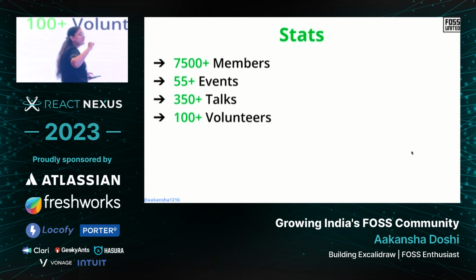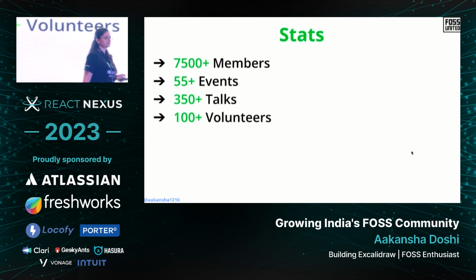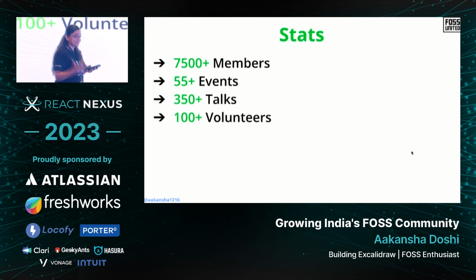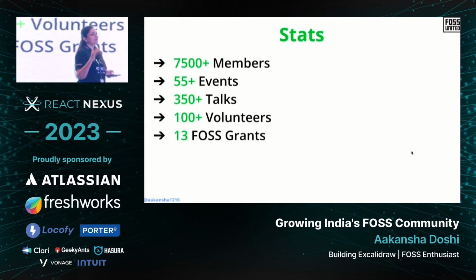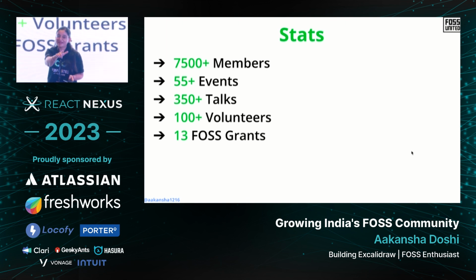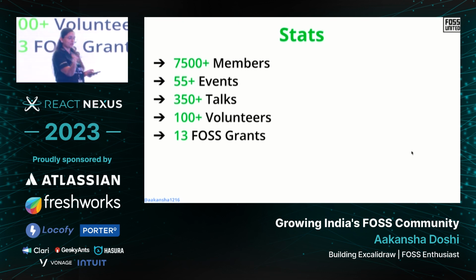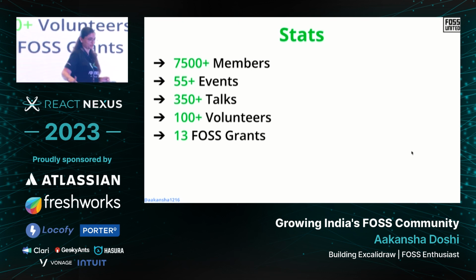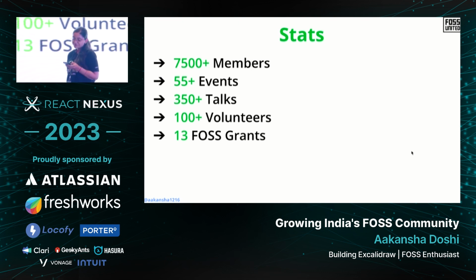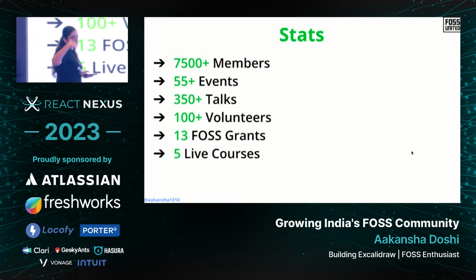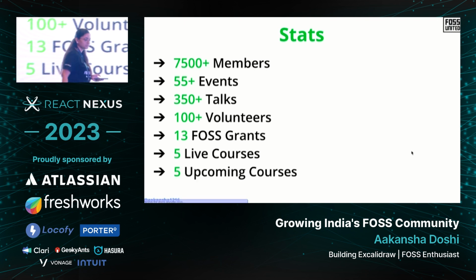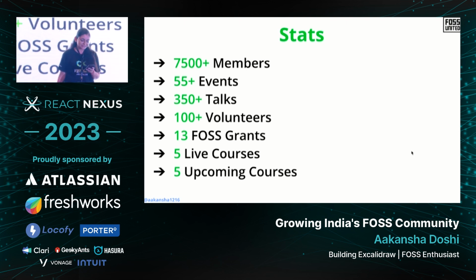And how many grants have been given so far? Okay, let's look at the answer. It's 13 FOSS grants. So again, I would like to remind, if you're working on something FOSS and you are investing a lot of time and you think it's worth your time, do check out this grants option for sure. And we also have 5 live courses which are going on and 5 upcoming courses as well. So this was about the stats.